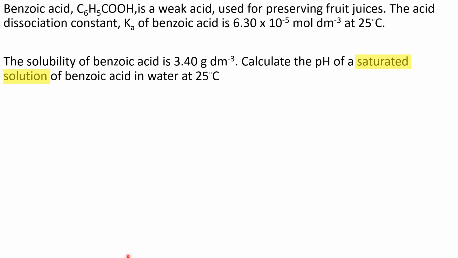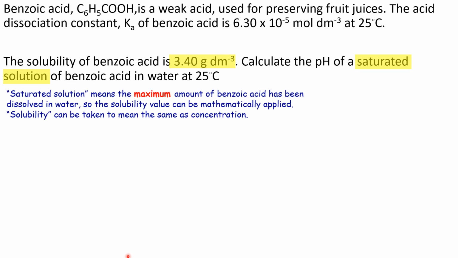It says calculate the pH of a saturated solution of benzoic acid in water at 25 degrees C, and like we've already said, it's provided a value in a slightly unusual way, so you've got to do a bit of converting. So firstly, saturated solution means the maximum amount of benzoic acid has been dissolved in that quantity of water. So if we're talking about 3.40 grams per decimeter cubed, then that is the quantity of benzoic acid that's been dissolved in 1 decimeter cubed, and you can't dissolve any more than 3.40 grams.